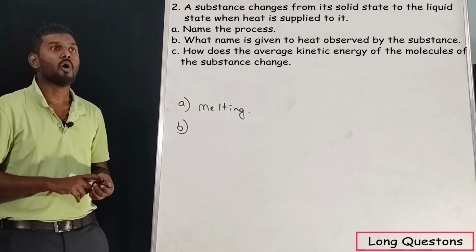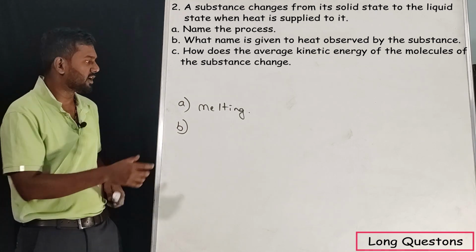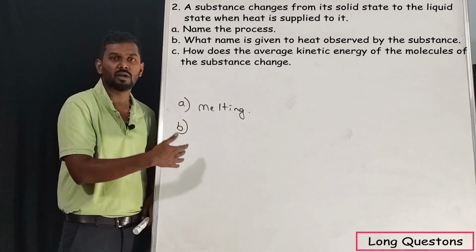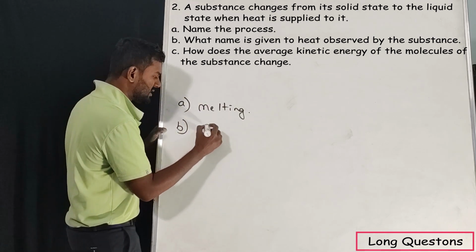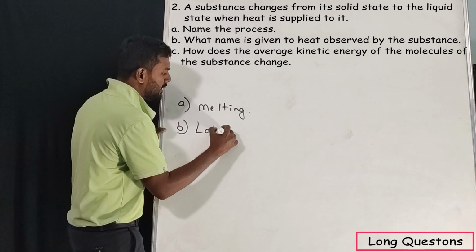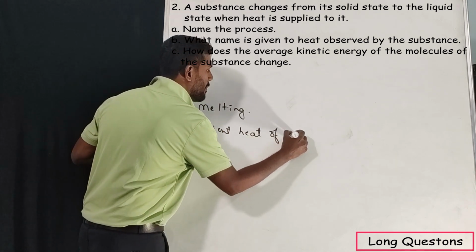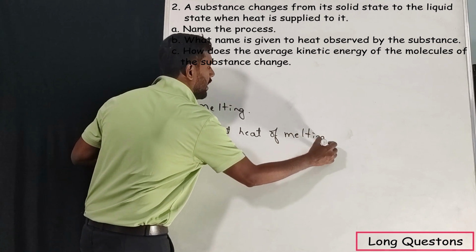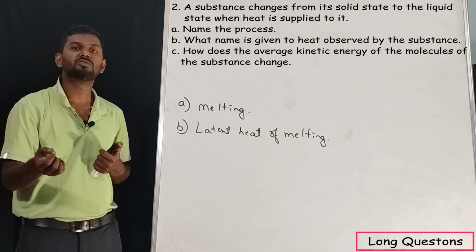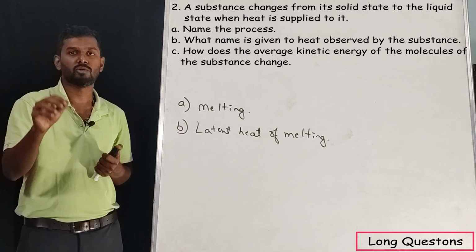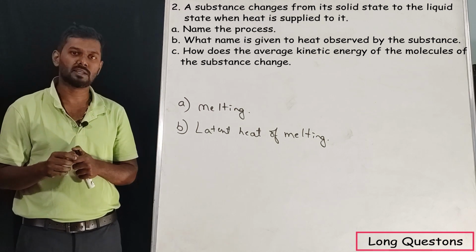Then we'll go for B. What name is given to heat absorbed by a substance? See, we are talking about melting, and the heat absorbed will be related to latent heat. So this is nothing but latent heat of melting, or we can also call it latent heat of fusion. You can write any one of the sentences in the exam.